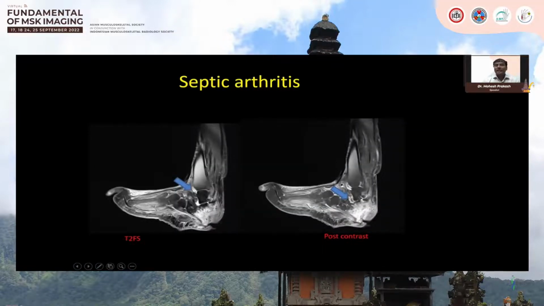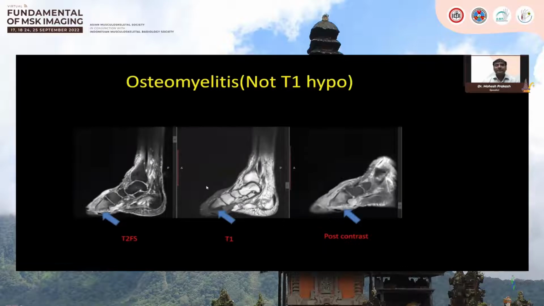The joint can be involved when there is osteomyelitis, so in the adjacent part of the bone, the joint can be involved. They may show joint fusion with synovial enhancement. The important issue comes when there is no T1 hypointensity, and they just show T2 hyperintensity. So these are the patients here. You are not sure whether to make the diagnosis of features of osteomyelitis or not.